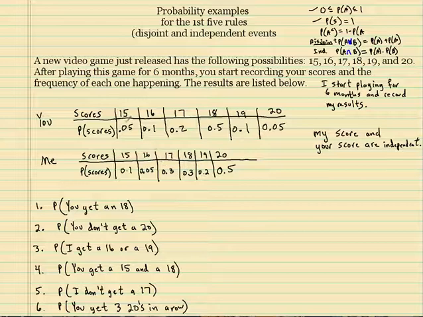Okay, so let's talk about disjoint. Can you get a 15 and a 16 on one trial? Do these overlap? Can you get both of these? No. So the events of one trial are disjoint. So if it's disjoint, we know that A and B are not independent.